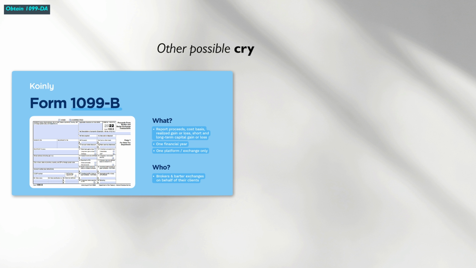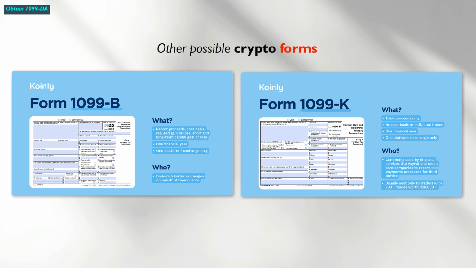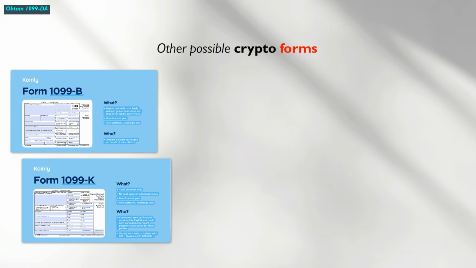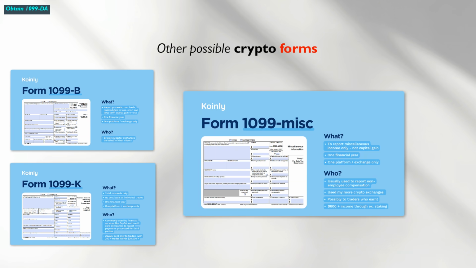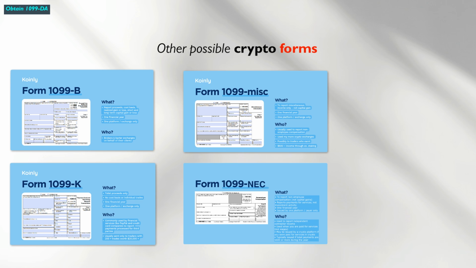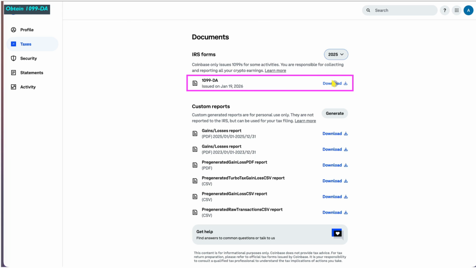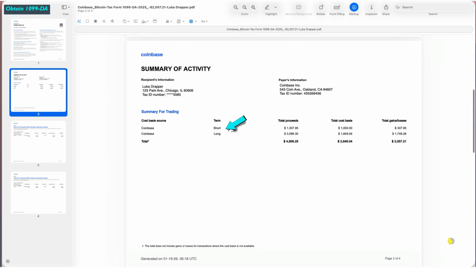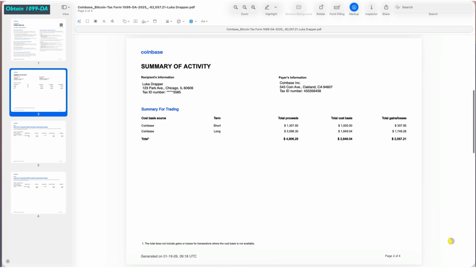Before 2025, some crypto exchanges issued Form 1099-B or 1099-K to report crypto sales. For certain types of crypto income, such as staking or mining, you may receive Form 1099-MISC if the amount was over $600. And in some cases, non-employee crypto payments could be reported on Form 1099-NEC instead. I will not be covering any of these forms and income in this video. Now let's download the 1099-DA. This form is a summary of your short-term and long-term capital transactions.